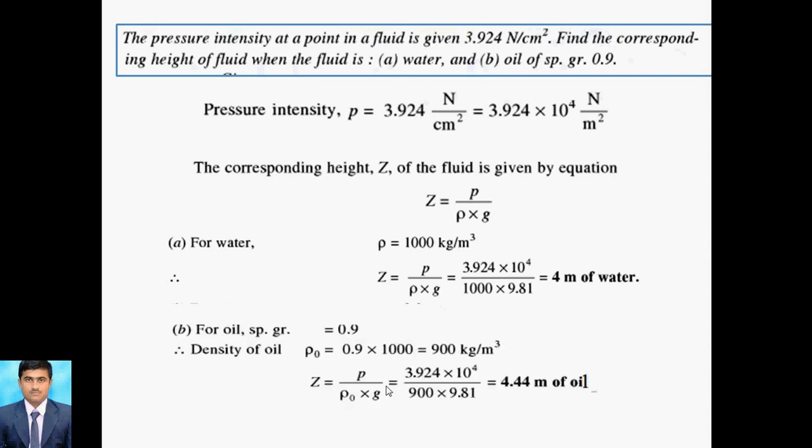So z is equal to P by rho g, as we wrote. Here P is as it is, only rho changes, because the specific gravity is 0.9. 0.9 means convert into density by multiplying by 1000, so 0.9 into 1000 means 900, and g is 9.81. Likewise the equation gives 4.44 meter of oil. So this is the value for z. If you place water, it is 4 meter; if you place oil, it is 4.44. This slight change is there according to the change in liquids. So this is regarding the height conversions.